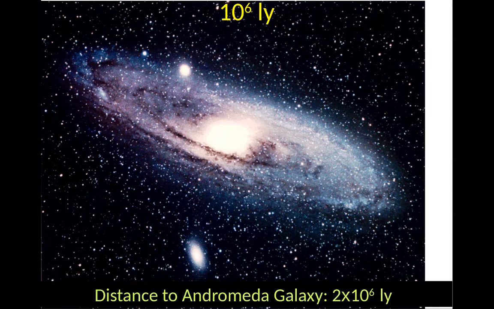At 10⁶ light years, 100 times larger, now we're talking about the distance between galaxies. So for instance, the distance to Andromeda is basically 2 million light years, which is roughly on the scale of about a million or 10⁶ light years.